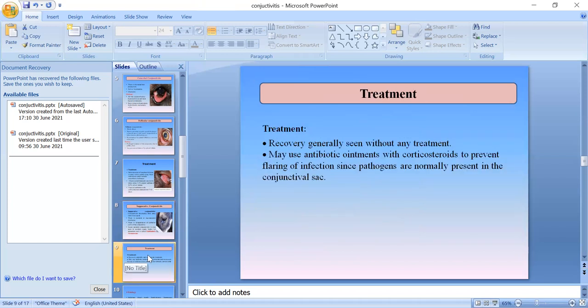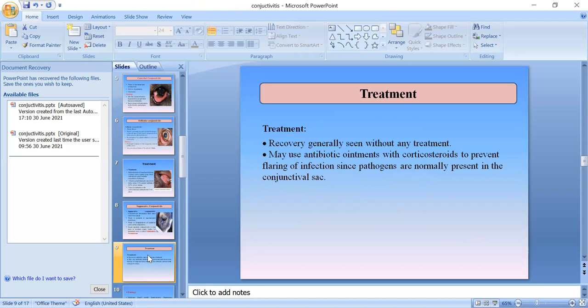Treatment. First you can do a culture and sensitivity test, and according to the report you should prescribe antibiotics. Okay, treatment. Recovery is generally seen without treatment.